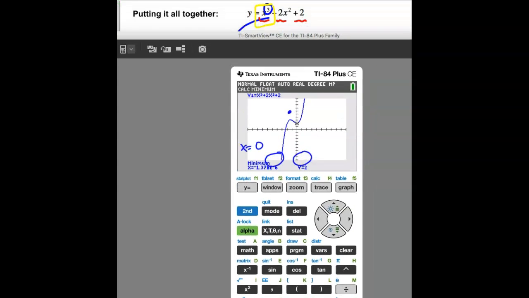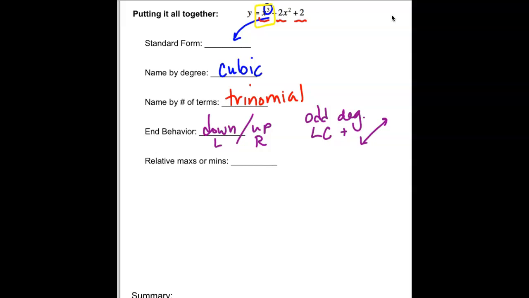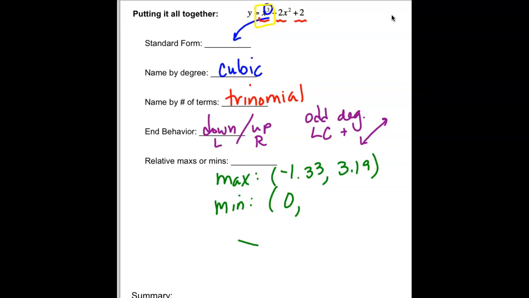All right, so let's put that down in our notes. Our maximum and minimum. Our max we had was negative 1.33 and 3.19. And the minimum that we found, our x-coordinate, remember that e negative 6 is really saying times 10 to the negative 6, which is a very, very tiny number, basically 0. And our y-coordinate was 2.